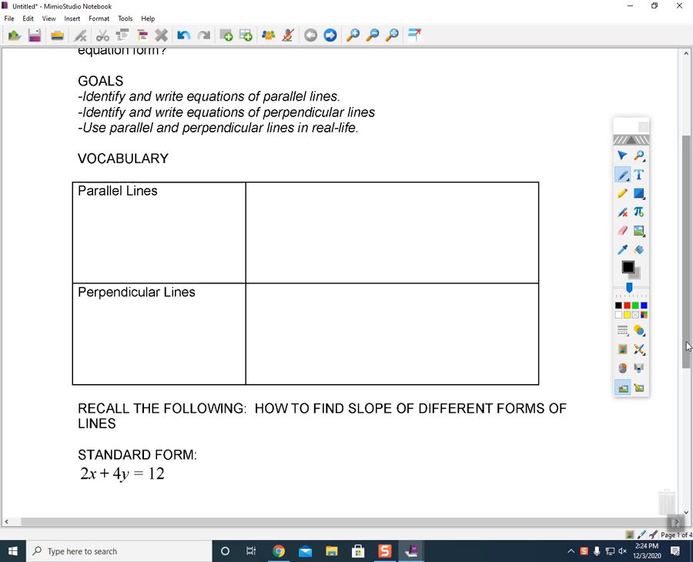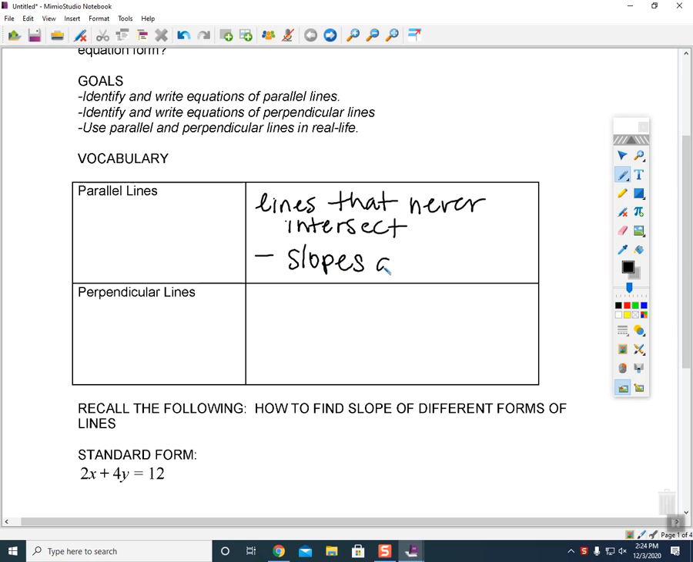If you did the video from yesterday and the Desmos activity, you should remember that parallel lines are lines that never intersect. They're never going to cross each other. The other thing that we know about them is that their slopes are the same. Okay, parallel lines never intersect and their slopes are the same.